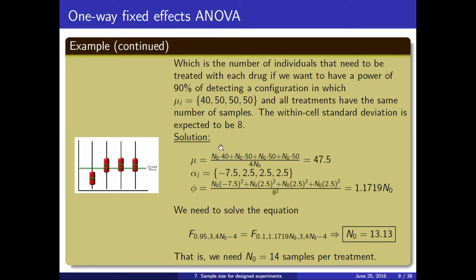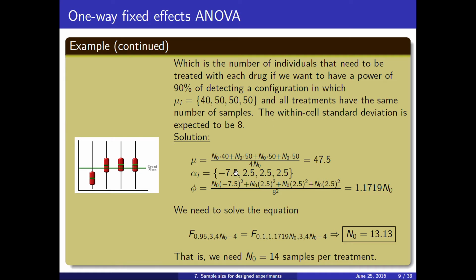Let's see, what is the overall mean? The overall mean is 47.5, because we will have 40 in one of the groups and 50 in the other three groups, and then we divide by 4 times the number of observations in each group. So the 40 gives us a change of minus 7.5, while the other 3 will each have an extra 2.5. Now we have the configuration of changes.